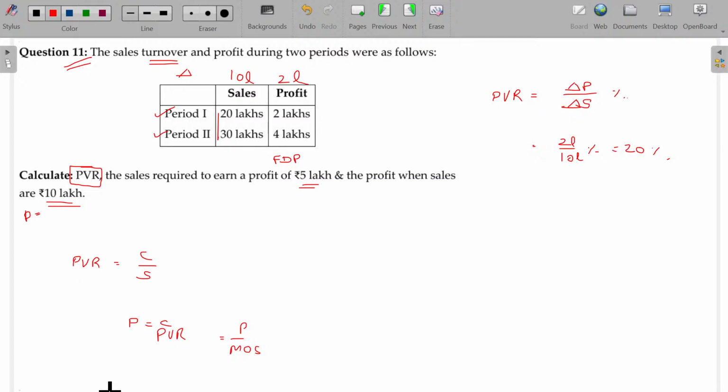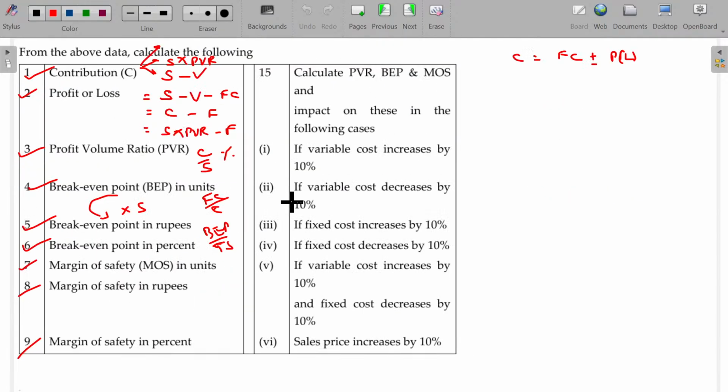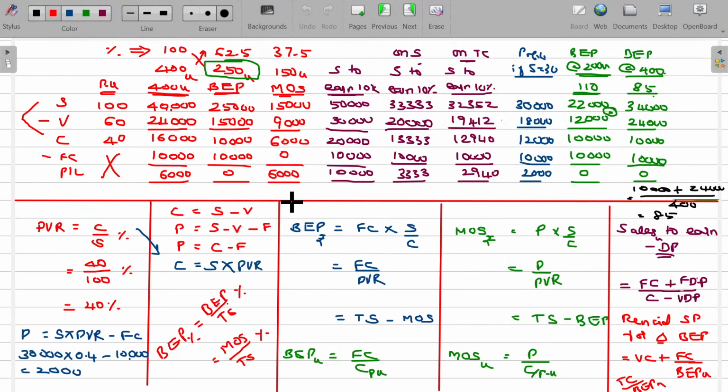Margin of safety is nothing but incremental sales beyond the BEP. Again, the denominator is sales and the numerator is profit. Profit is equal to the contribution for the MOS sales. So contribution by MOS sales, C bar S, is equal to the PVR only. So you can understand the table here. The relationship among the three will be the same, so you can calculate this way.